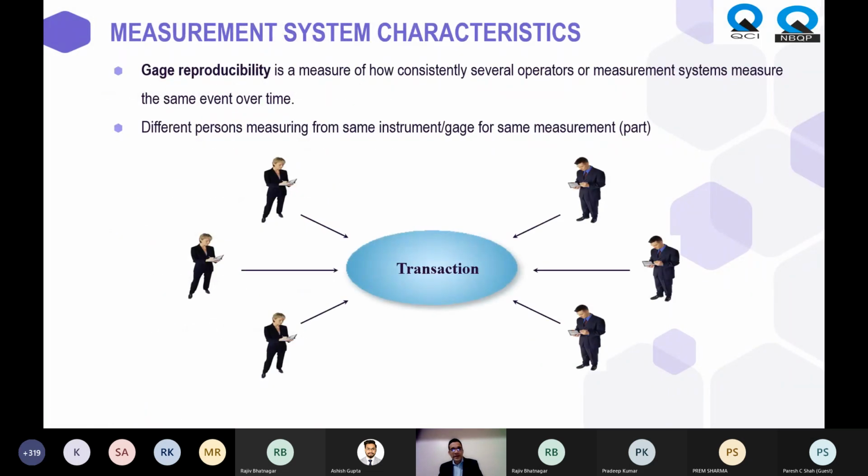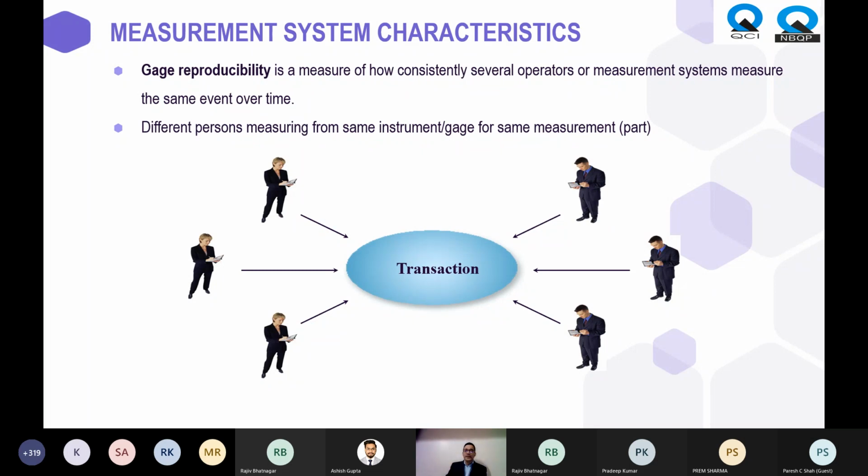So here the operators are different, and the part which I am measuring, the pen in this case, will remain the same. The gauge will remain the same. This will not change. So gauge reproducibility says that with this set of parameters, if I am able to get the same set of values, 10 centimeter in this case, all the time, again and again, then I can say my MSA, my system, has gauge reproducibility. I am able to reproduce the same result again and again, because for the same piece, it should be the same.